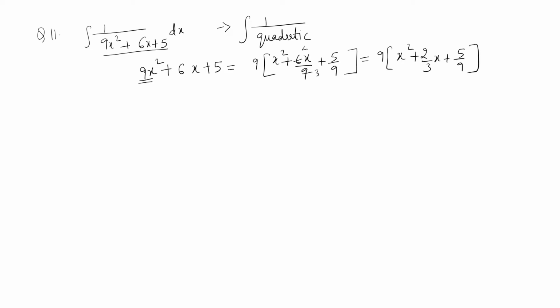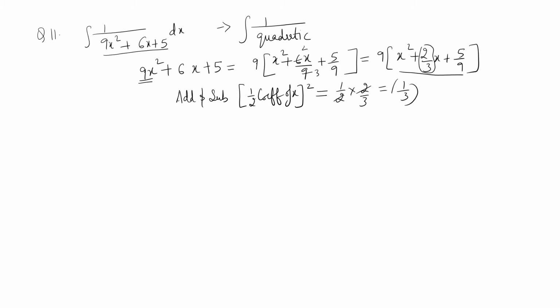Now the next thing I need to do is add and subtract half of the coefficient of x, whole square, to this. What is the coefficient of x here? It is 2 by 3. And what is half of 2 by 3? That is 1 by 3. So I need to add and subtract this 1 by 3 whole square.